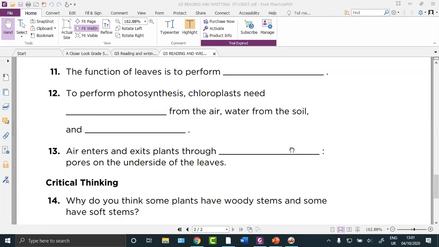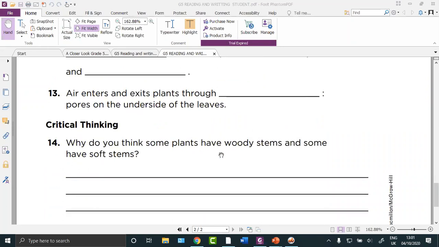Sir, can I say? Number 13. Saud Sadoun. Water enters and exits plants through stomata, pores on the underside of the leaves. Stomata, yes. You did well. Thank you so much. Now, Saud, lower your hand. Yusuf Ghassan.